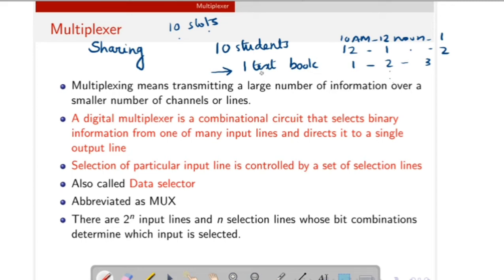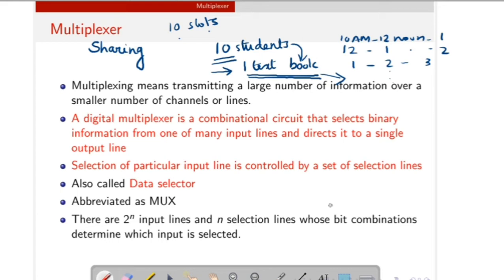Clear? So this is a single channel, the textbook is the single channel, and there is a lot of information, the 10 students are the informations. So many informations are passed through a single channel by giving a time slot for each input, so that we get an output. Clear? Another common example is, several peripheral devices have a common transmission line or bus to communicate with the computer.